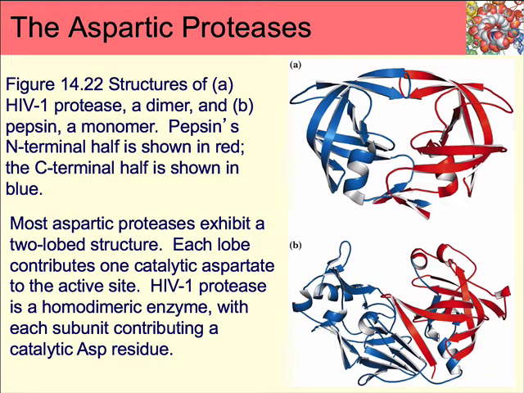The HIV-1 protease is a beautiful symmetric structure of two subunits that are identical, forming a very symmetric dimer. On the other hand, pepsin in the lower picture shows you an N-terminal half that's shown in red and the C-terminal half in blue. It doesn't look very symmetric here, but the arrangement of the aspartates in the active site is reasonably symmetric, and that's why we describe it as a pseudo-symmetric active site, in fact.